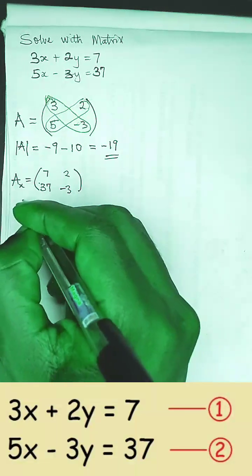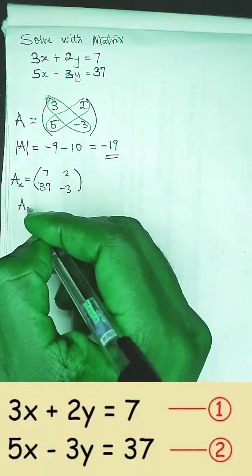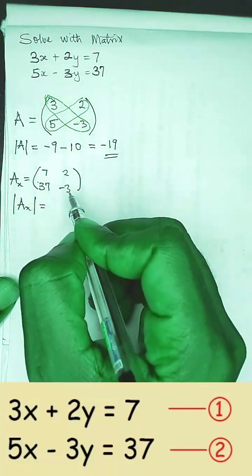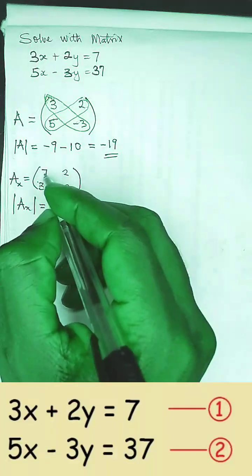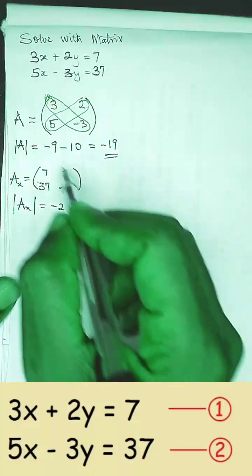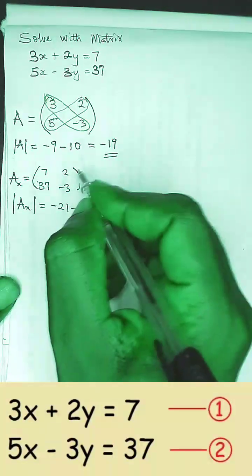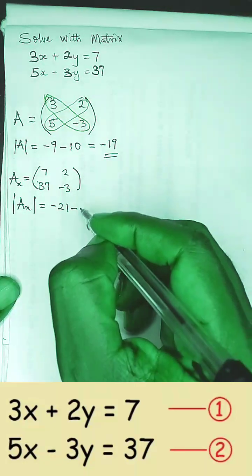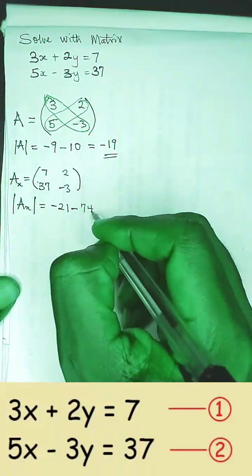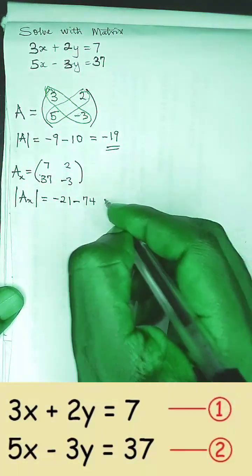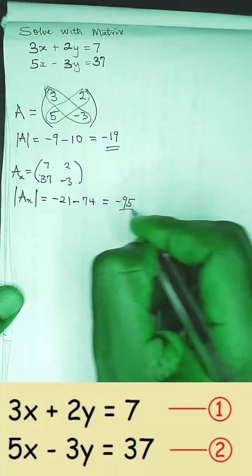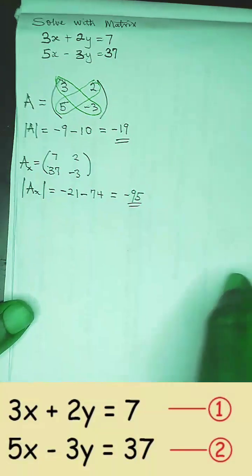So we are going to do the same thing again. We are going to find the determinant of A subscript X. And when you do that, we go 7 times minus 3 will give us minus 21. This is the major diagonal, minus the minor diagonal, 2 times 37. I think that will give us 74. Yeah. And our answer here will give us minus 95. So that is my A subscript X.